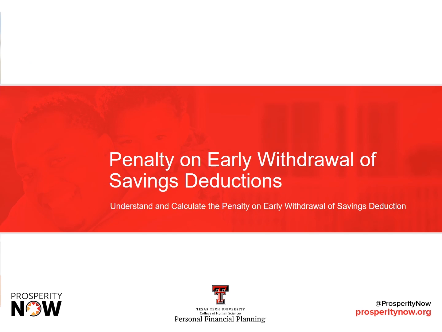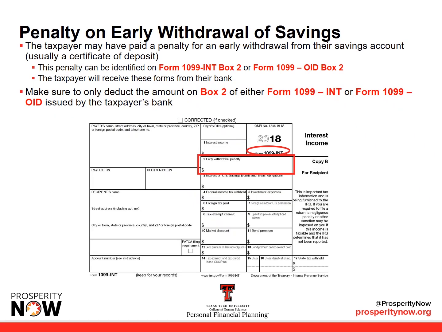So, next we'll cover the penalty on early withdrawal of savings deduction. The taxpayer may have paid a penalty for an early withdrawal of their savings, usually a certificate of deposit or CD. This penalty can be identified on Form 1099-INT Box 2 or Form 1099-OID Box 2. The taxpayer will receive these forms from their bank.